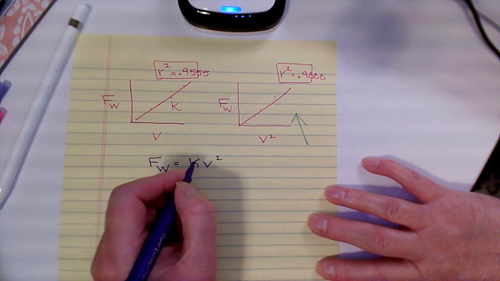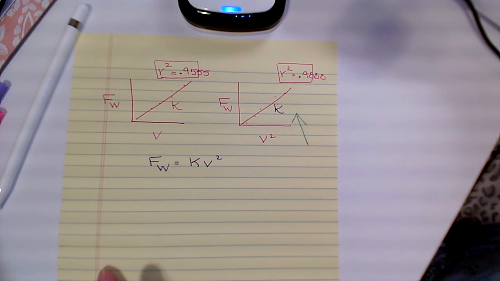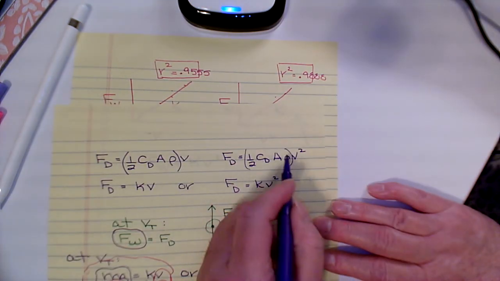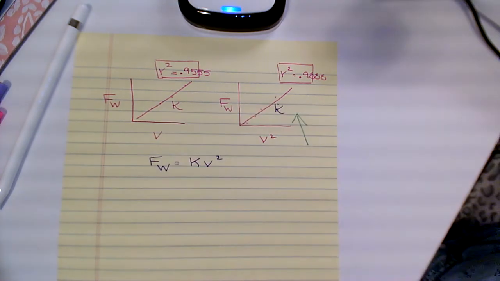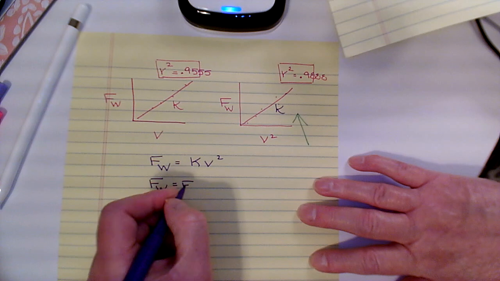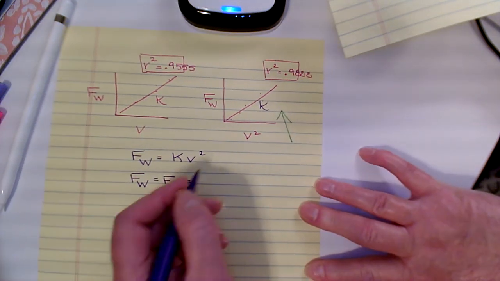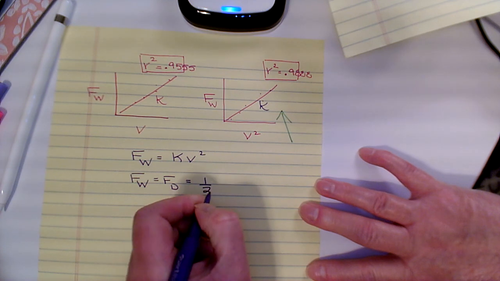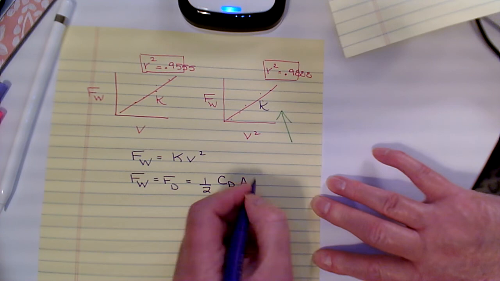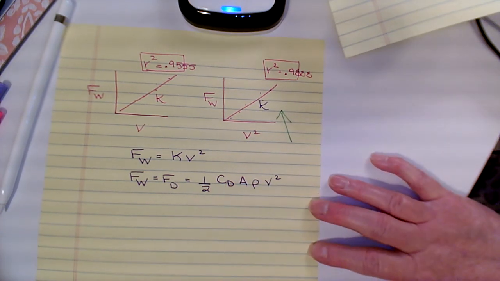So this k, which is the slope of this line, really was this whole mess. So I'm going to expand that out. So FW, which is equal to the FD because we replaced that. And now I'm going to expand out the K. So that's going to be 1/2 the coefficient of drag, the cross-sectional area, the density of air, and V squared.